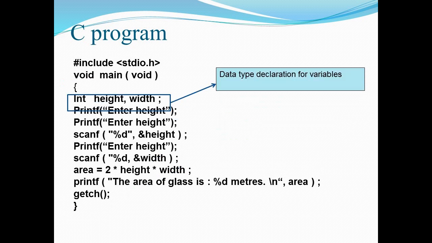After the main function we have to declare the data types that we are going to use in the program. In this case we are going to use two variables. The names of those variables are height and width, and those are of integer type. So it should be followed by int, which is a keyword, and then the variable names, that is height and width. After each statement we have to put a semicolon so that the compiler knows that the statement ends here.